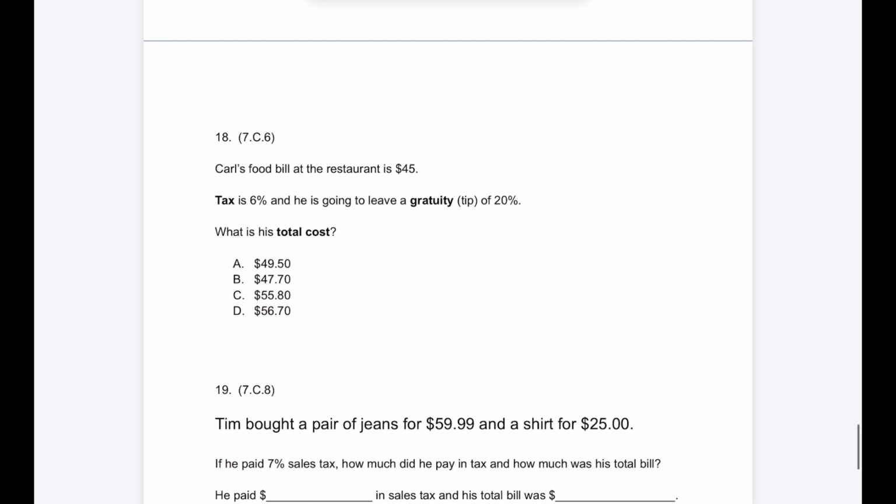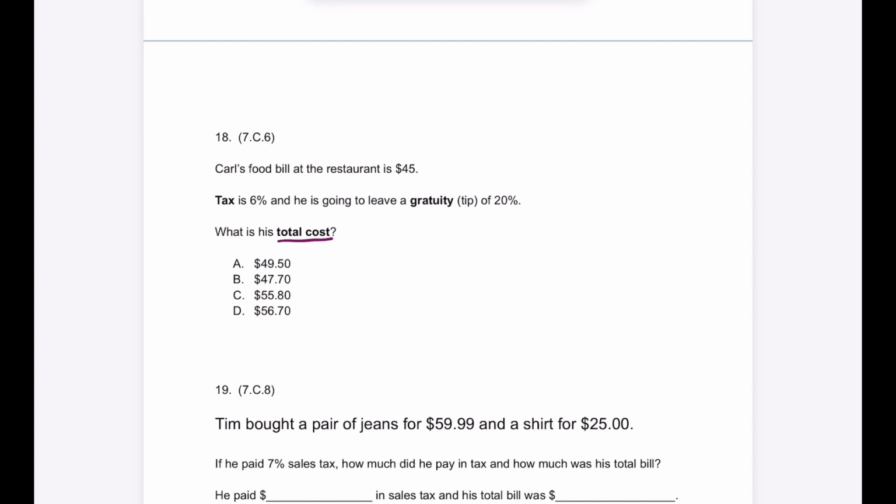Okay, for number 18, this is the one that I was really talking about. You want to make sure that you're reading what they are asking you to find. Here it says total cost. If it said what is the tax on this or what is the gratuity on this, that's when you would just multiply the number and not add it or subtract it back into the original price, okay?